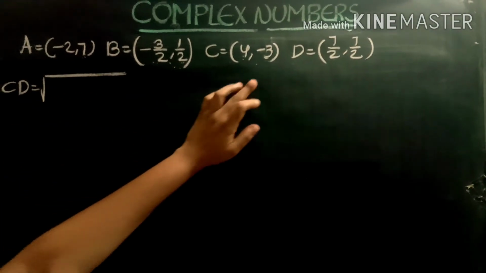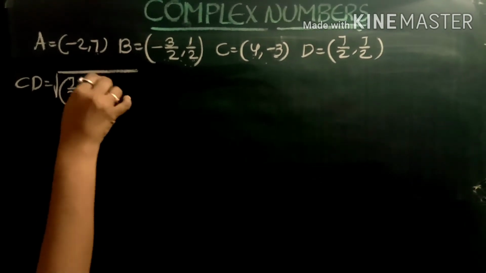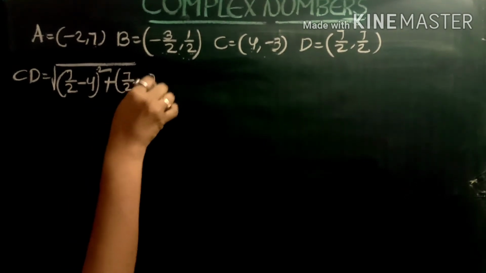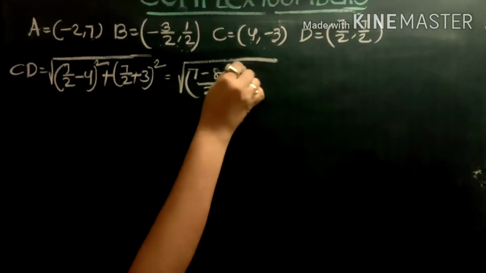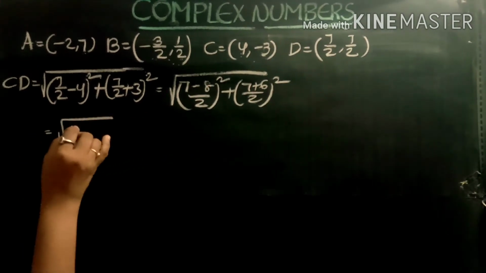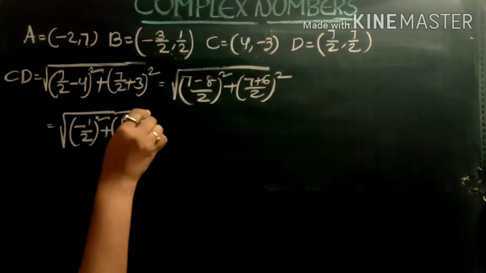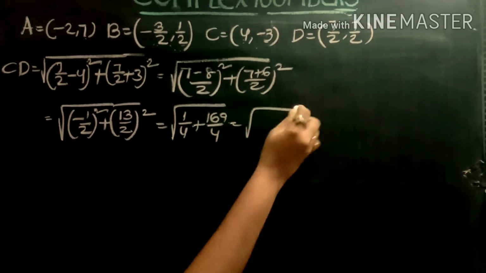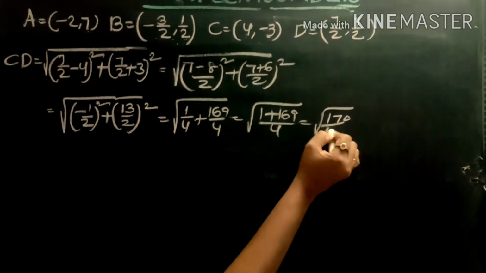Next distance CD. CD is equal to the distance between these 2 points, (x2 minus x1) whole square, that is (7/2 minus 4) whole square, plus (y2 minus y1) whole square, 7 by 2 minus (-3), 7 by 2 plus 3 whole square. This is equal to the square root of (7 minus 8 by 2) whole square plus (7 plus 6 by 2) whole square, which is the square root of (-1/2) whole square plus (13/2) whole square, equal to root 1 by 4 plus 169 by 4. Taking 4 LCM, 1 plus 169 by 4 is equal to root 170 by 4. Now this is the CD value.